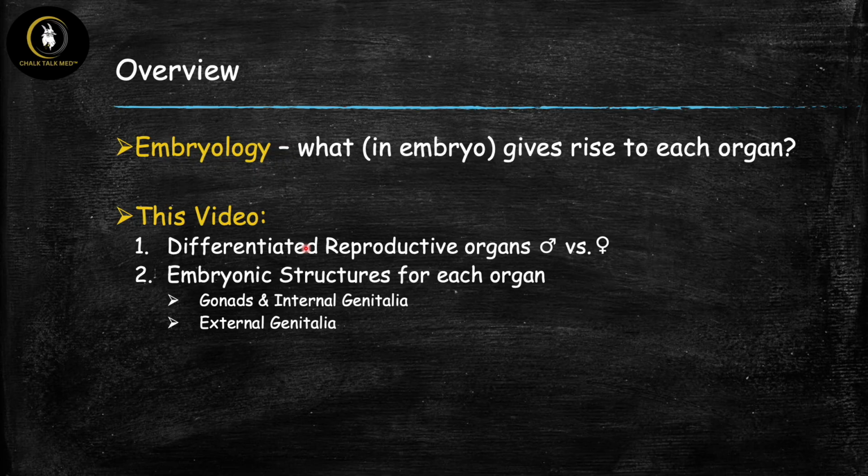All right, so first things first, embryology is pretty much just a study of which structures in the embryo are going to give rise to which organs. And in this video, we're going to be learning about the embryology of the reproductive or the sex organs. And so I'm going to break it down into two parts. First part is we're going to learn about what the actual differentiated reproductive organs are in the male versus the female. And then number two, we're going to match those with the embryonic structures for each of those organs. We're going to do the gonads and internal genitalia. And at the end, we'll wrap up with the external genitalia.